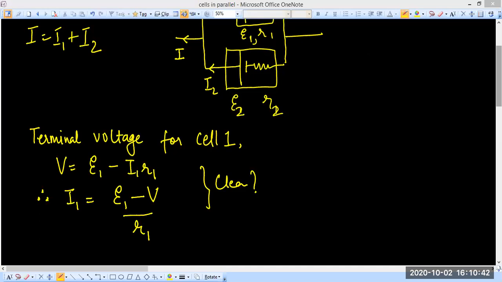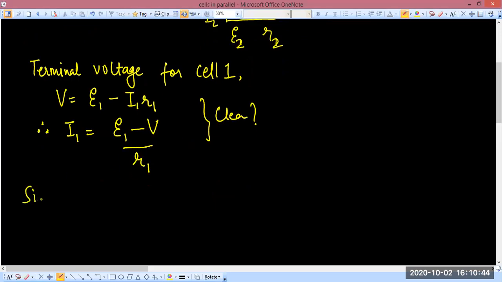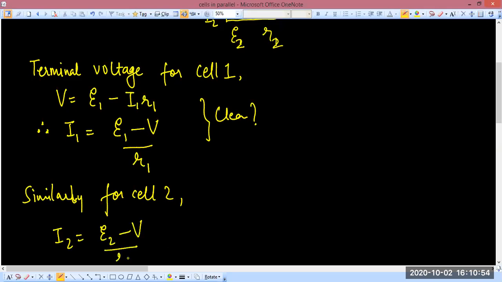Fine. Similarly, now see, this is the interesting thing here. Similarly, for cell 2, I2 will be equal to epsilon 2 minus V upon R2.